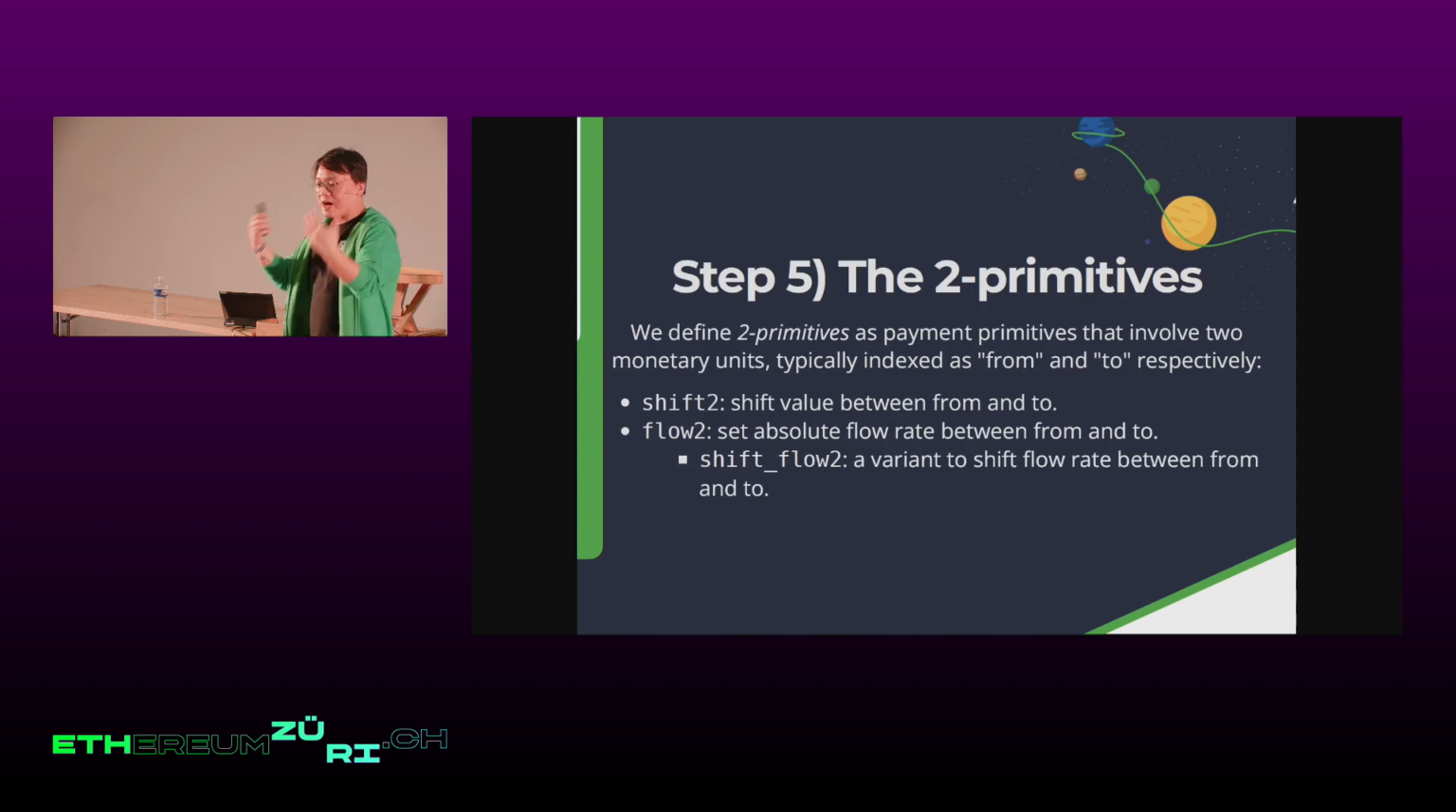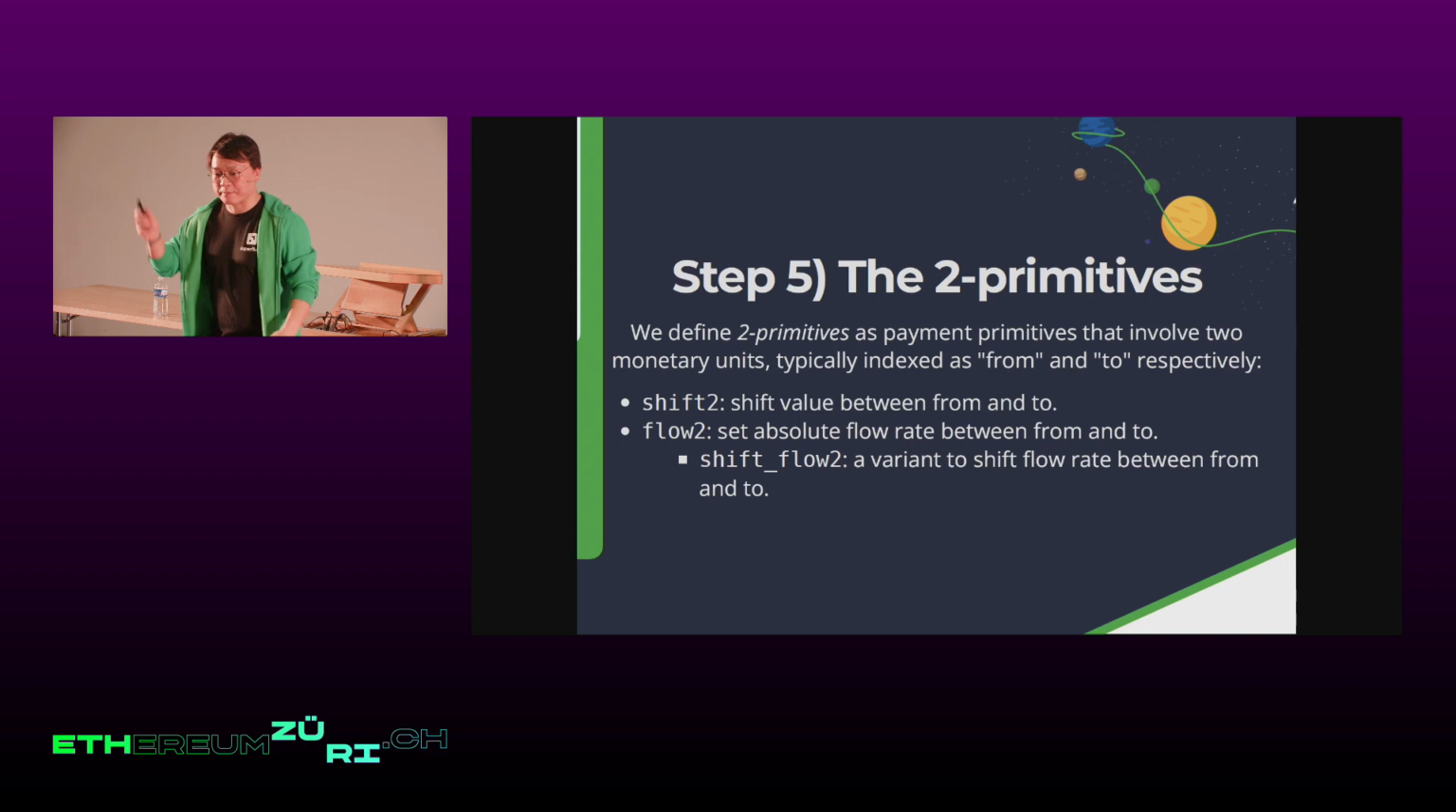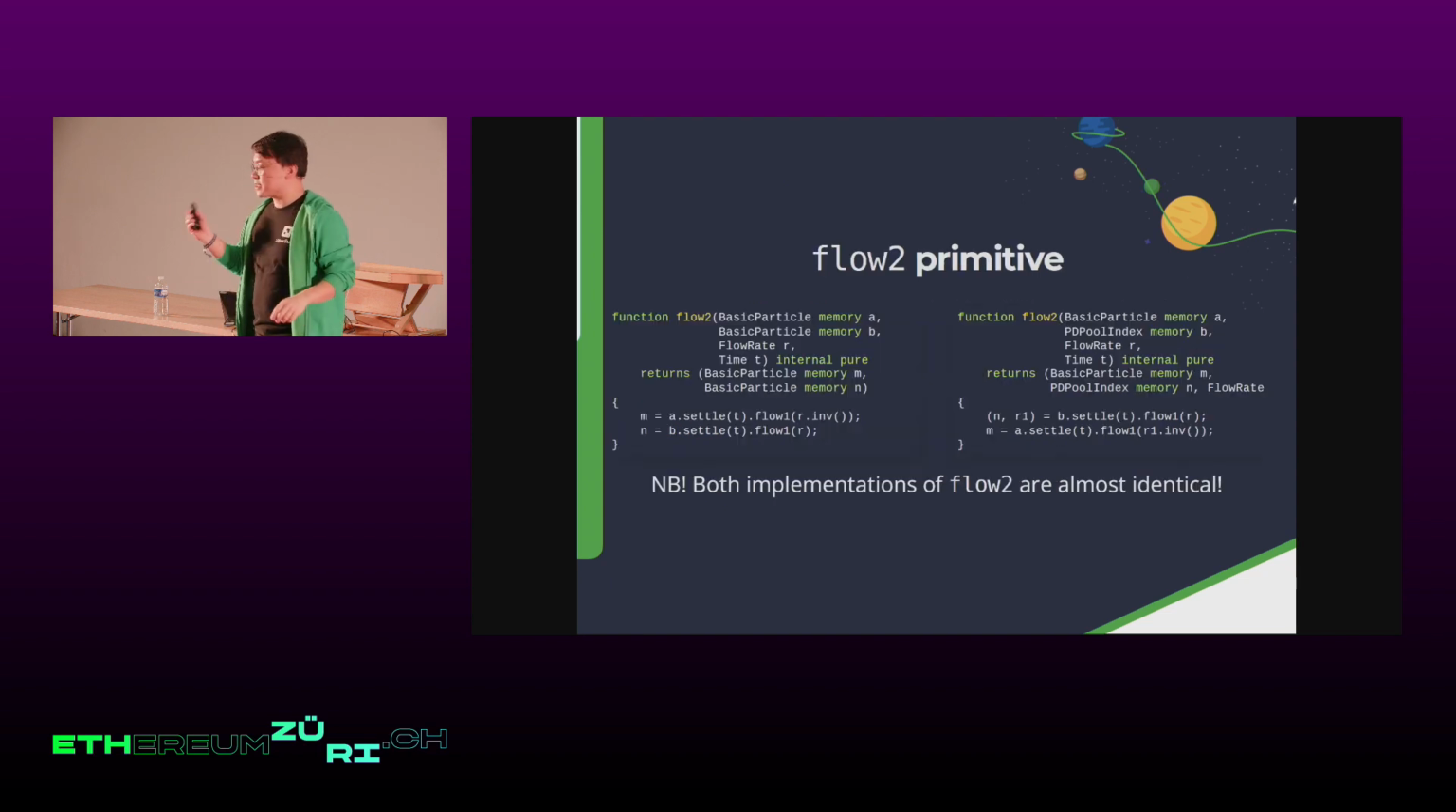Right, so now, not finished yet. Now we have the data structure. Now we need to get to something finally. We're building the token, and we're not there yet. Step 5. 5 minutes. All right, so we need shift and flow. We need to shift value between two parties, from left to right, and we need to flow money from left to right. So those are the two primitives.